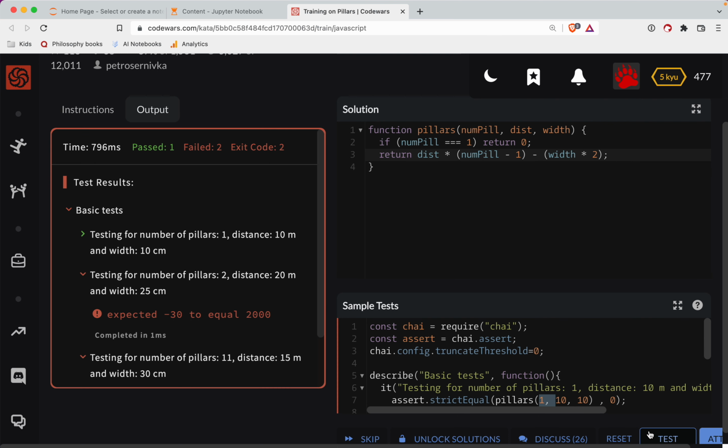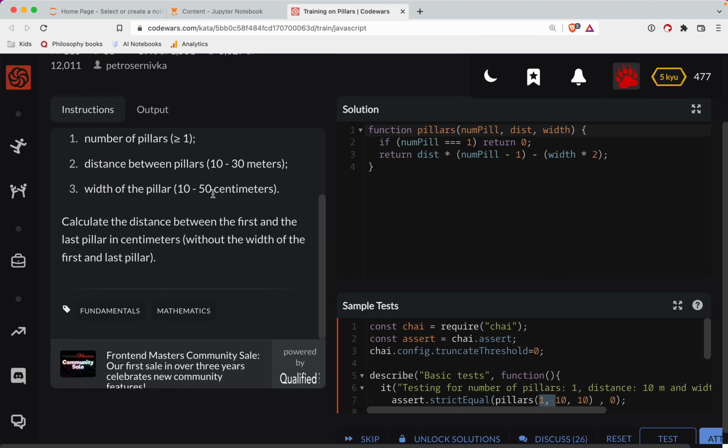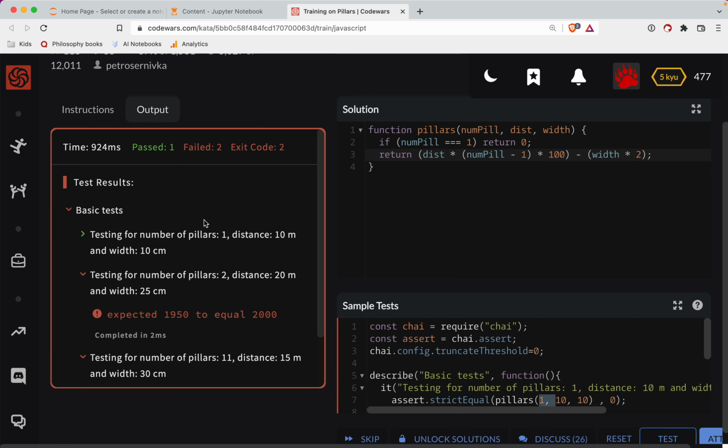Oh, hark, got one wrong. Okay, expected negative 30 to equal 2,000. Oh, son of a gun. Okay. I forgot that the distances are in meters. So what is a centimeter? I need to take the meters and multiply times 100. Okay, so we'll do that result times 100 should get us in centimeters.